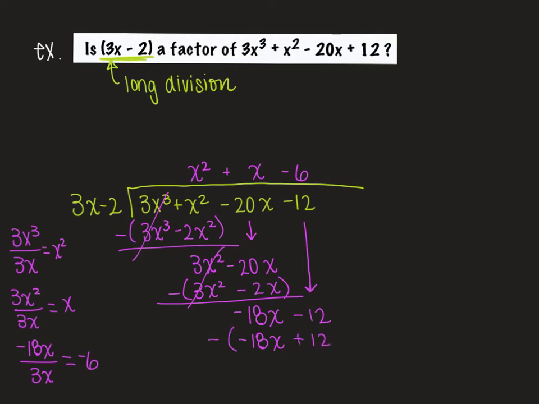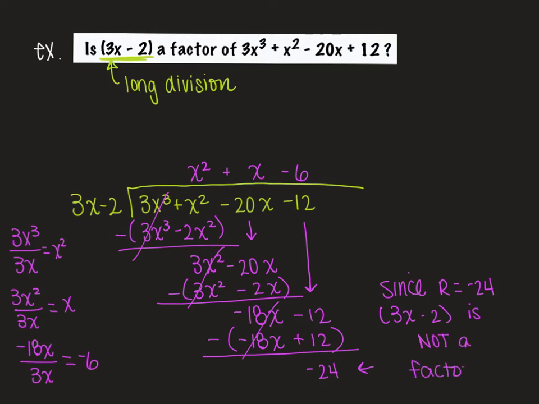So when we do our subtraction here, you can see that we end up with negative 24 as our remainder, because our first terms cancel, and then I have negative 12 minus a 12. So I do have a remainder of negative 24. So here's where we can make our answer conclusion statement. Since the remainder equals negative 24, 3x minus 2 is not a factor. For it to be a factor, the remainder would have to be 0. So since it's not, it is not a factor.